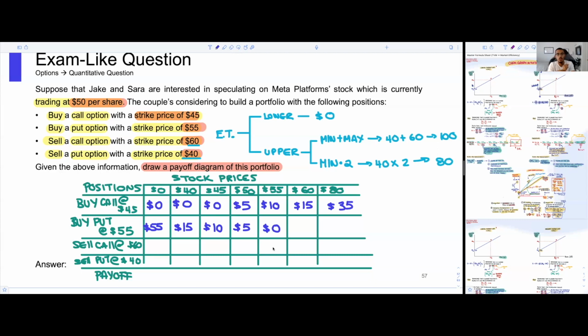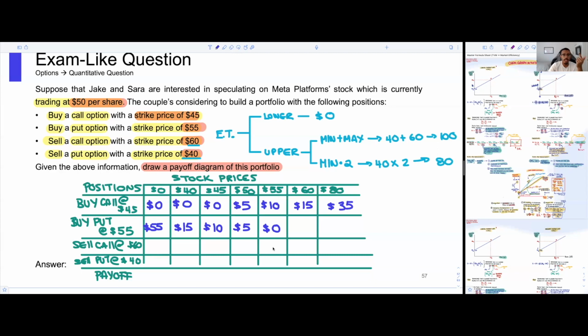Now, the reason why it's $0 if the stock price is 55 bucks and our put is at $55 is because, in this case, you don't benefit from the sale of this put. People will buy it at that same price anyway. They don't care. It'll be the same thing. You'll be indifferent in using it or not. And in that case, if you're indifferent, it'll be $0.